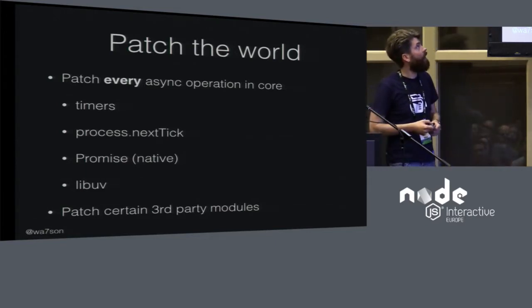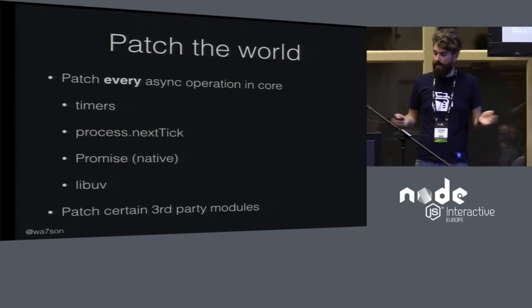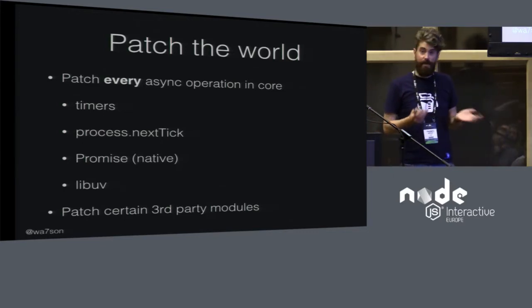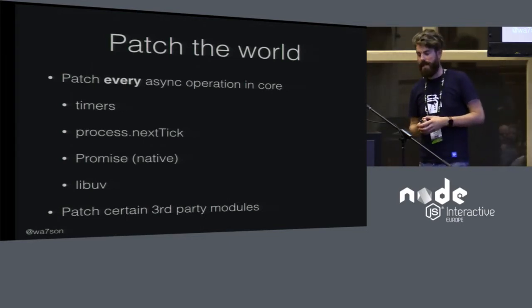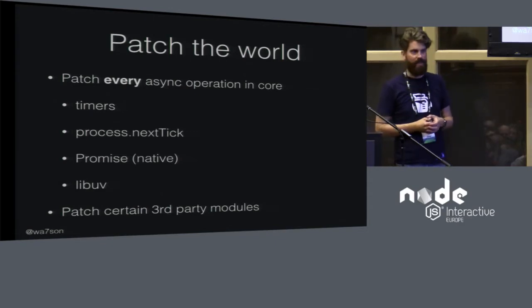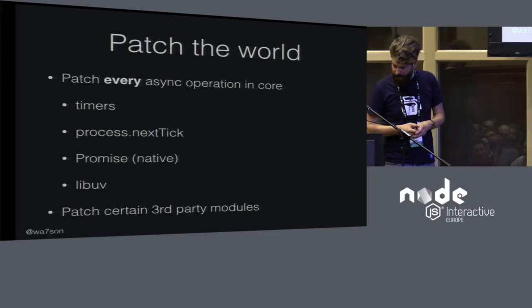So what we want to do is patch every async operation in the core of Node. So that's timers, the nextTick call on process. We've got promises now, the native ones, and we have libuv, which is where all the stuff that has to do with I/O, system calls, all that stuff, lives. It's a C++ module that ships with Node.